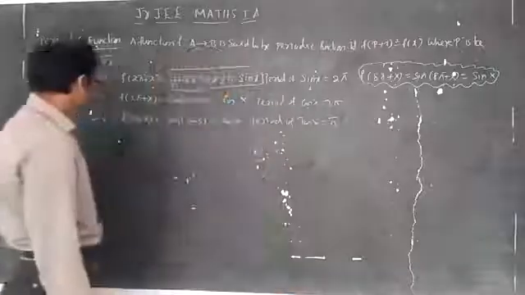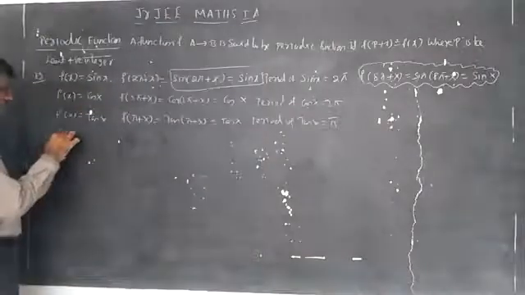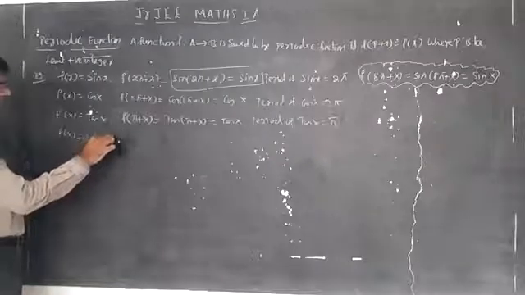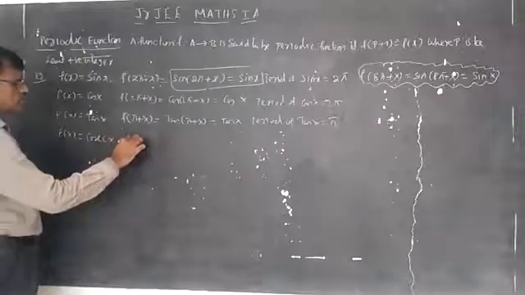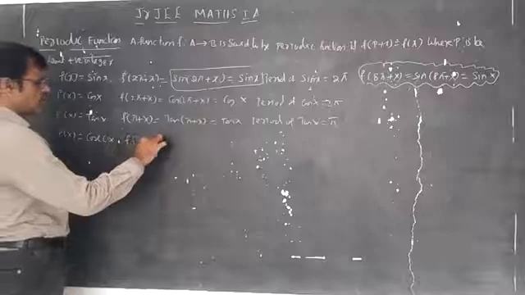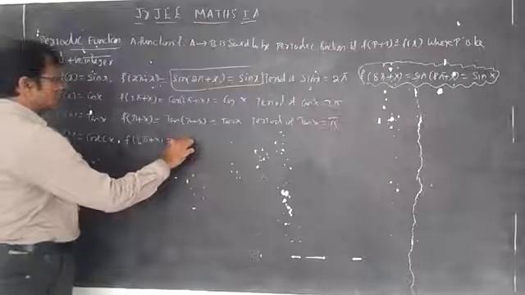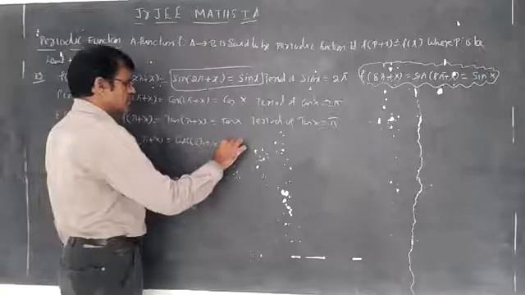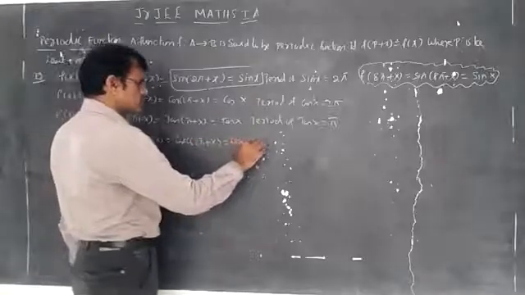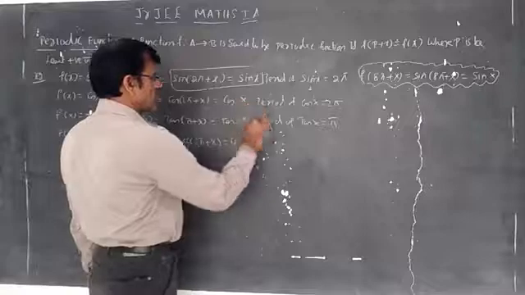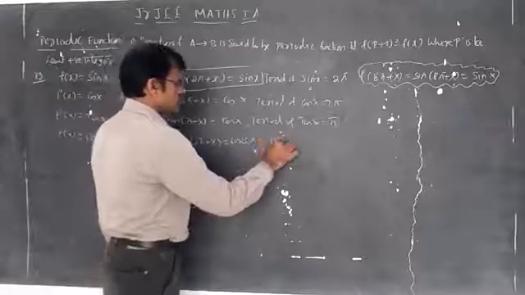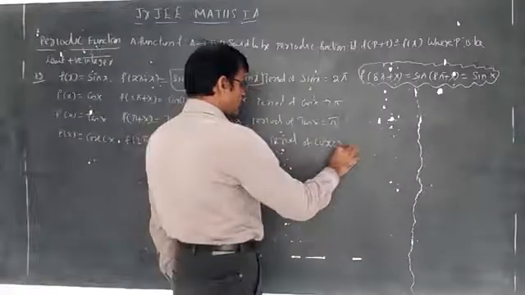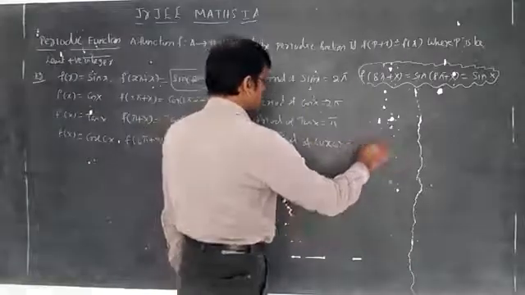In a similar way, for the reciprocals of sin, cos, tan, cosecant x, you can write f of 2 pi plus x is equal to cosecant of 2 pi plus x. Cosecant of 2 pi plus x is equal to cosecant x. Therefore, period of cosecant x is equal to 2 pi.